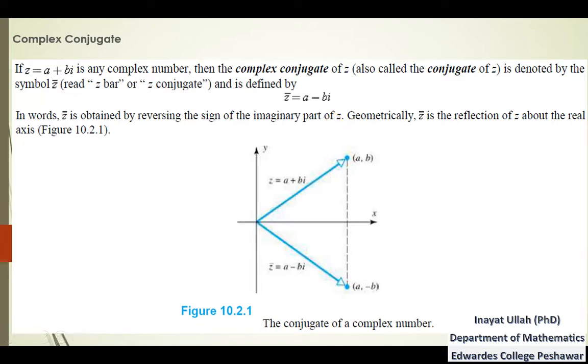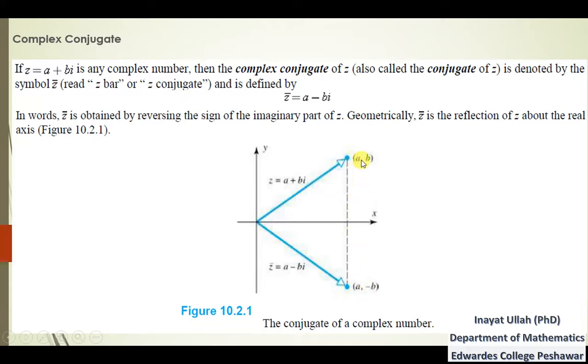What is the geometrical representation of the conjugate of a complex number? Say the complex number z has real part a along the x-axis and b along the y-axis. So that is a plus b iota, which can be written as the ordered pair a comma b. z conjugate in ordered pair can be written as a comma minus b.